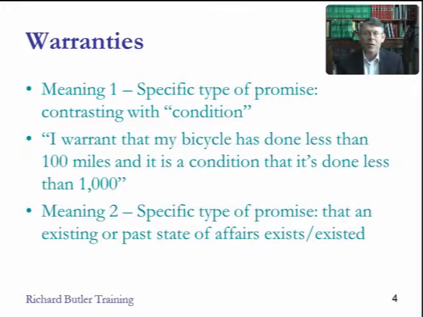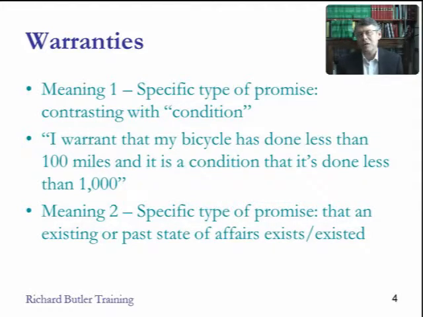So in this example, in a contract for the sale of a bicycle, if the seller warrants that it's done less than 100 miles, and where it's a condition that it's done less than 1,000 miles, the buyer will have a damages remedy if loss can be shown in the event of a breach of either stipulation, but will only be able to terminate the contract in the event that the 1,000 mile stipulation has been breached.